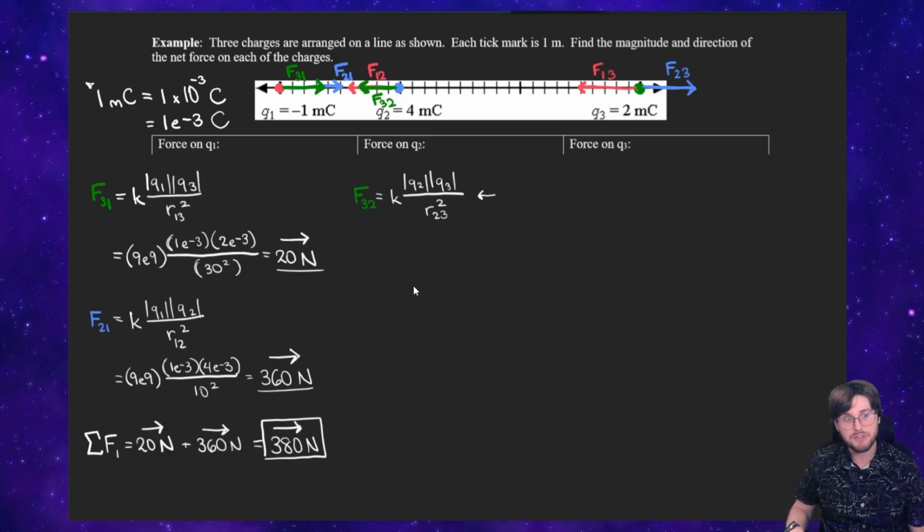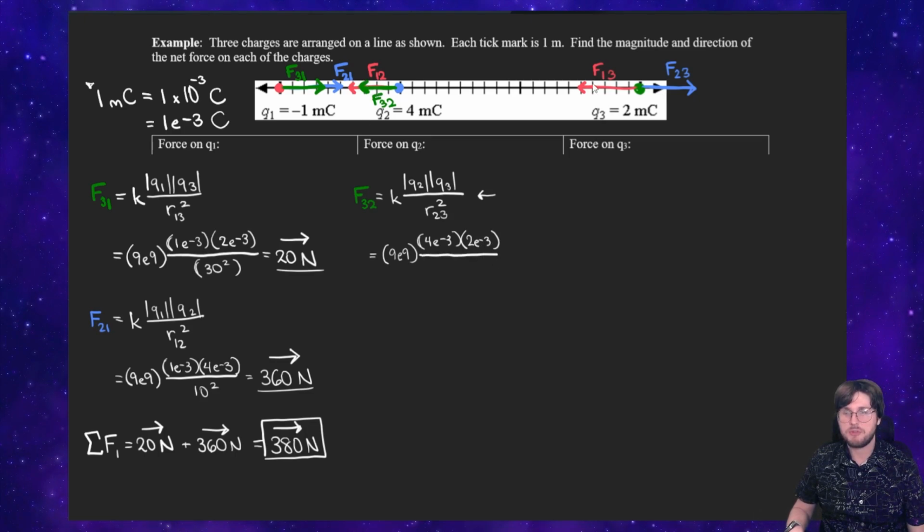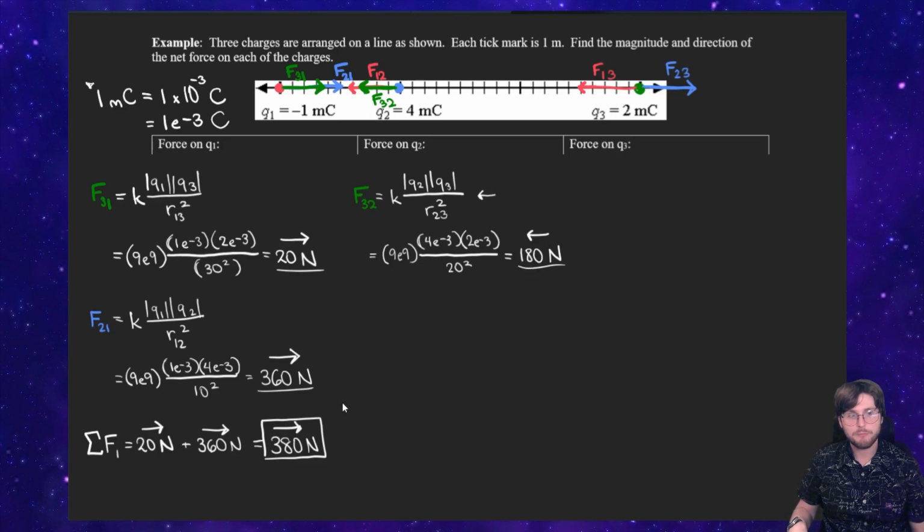We have something a little different this time. So if you go ahead and plug those numbers in, we've got 9 times 10 to the 9 times Q2, or absolute value, is 4e negative 3, and then Q3 is 2e negative 3, all divided by the distance between these two. Now this distance is going to be about 20 tick marks. You can find that through the difference between the other distances, because that's really all the space that's left. So this is going to be 20 meters squared, and that force is going to evaluate to 180 newtons to the left.